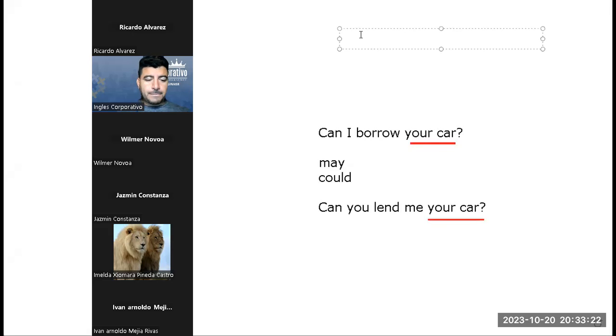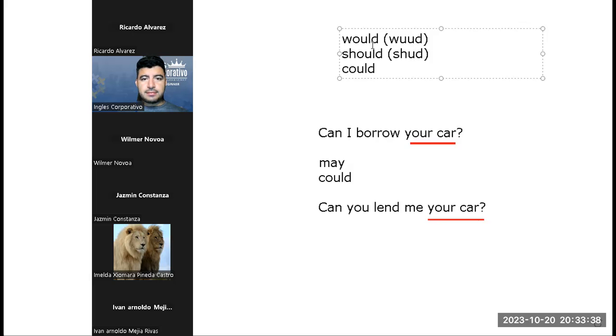Okay, lo último sería con el tema de esta pronunciación. Sería de esta manera. Teacher, what is the difference between can, may, and could? Okay, ahorita lo veo. Igual yo pregunto a los compañeros después. Ya te digo, Ricardo. No problem.